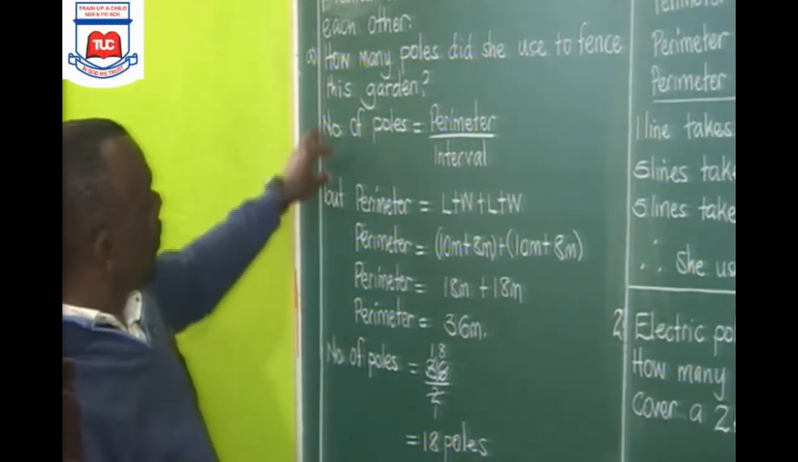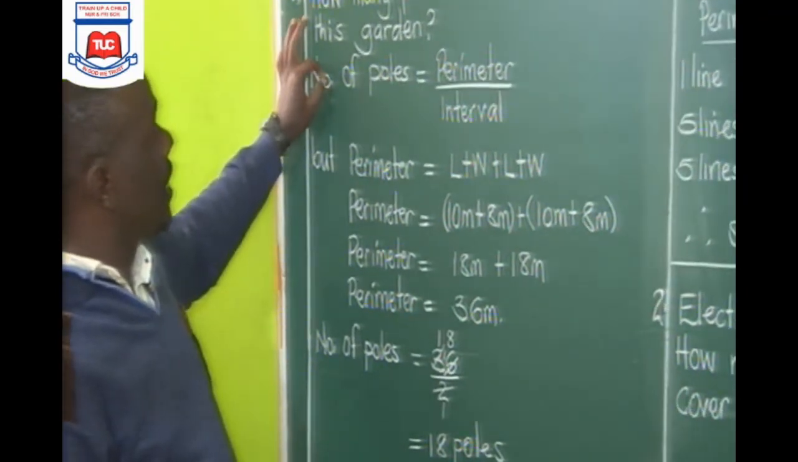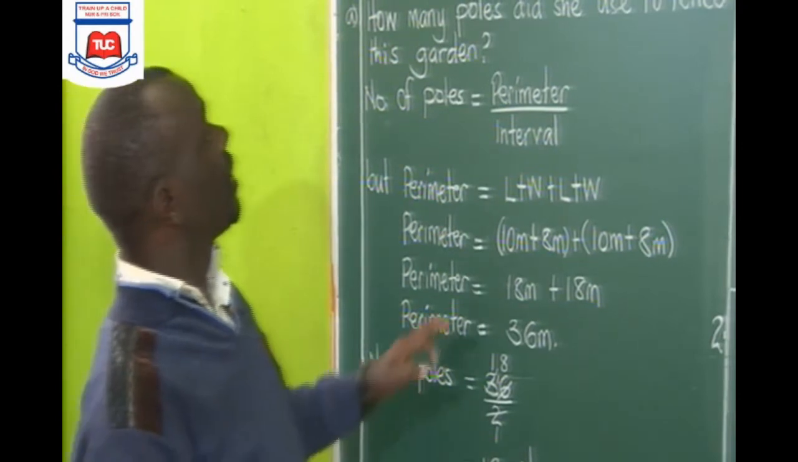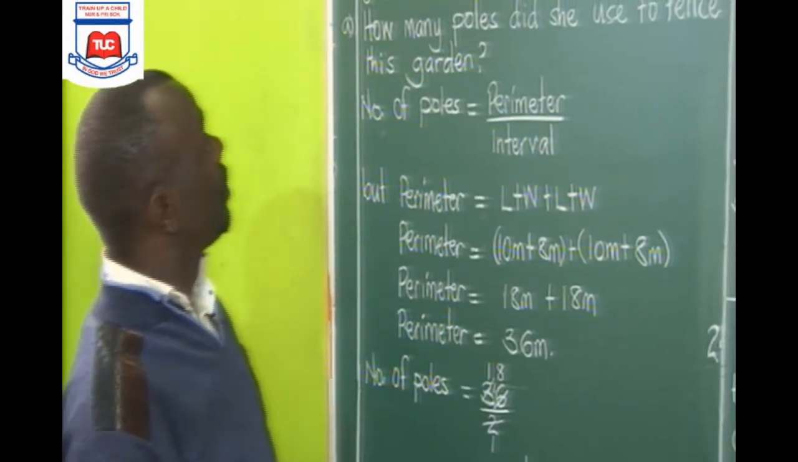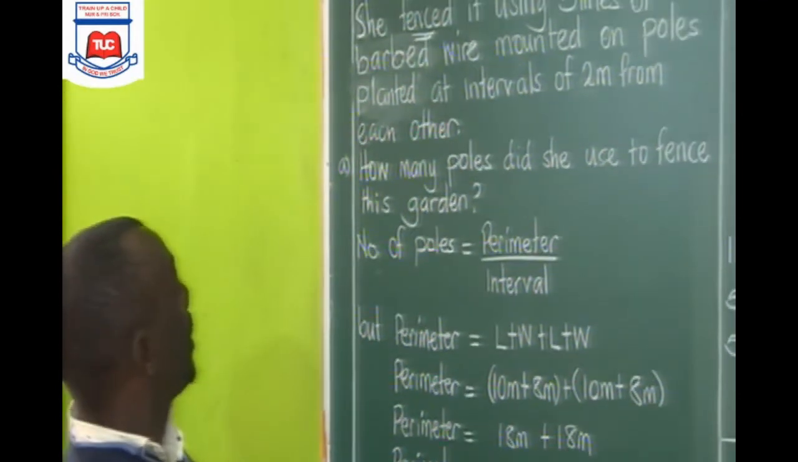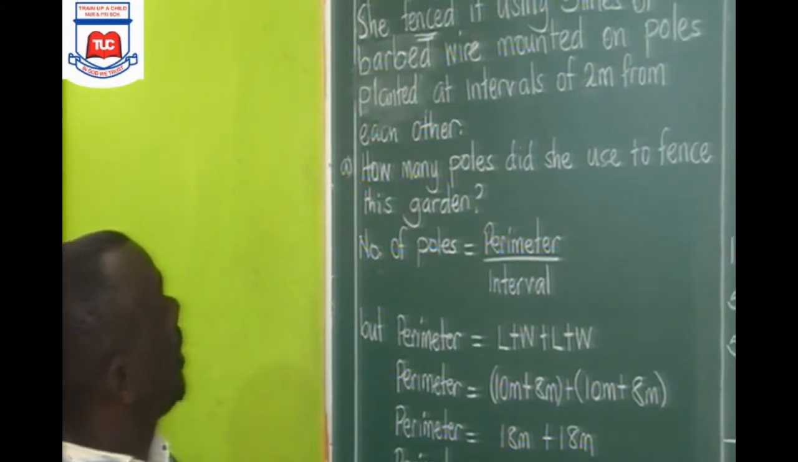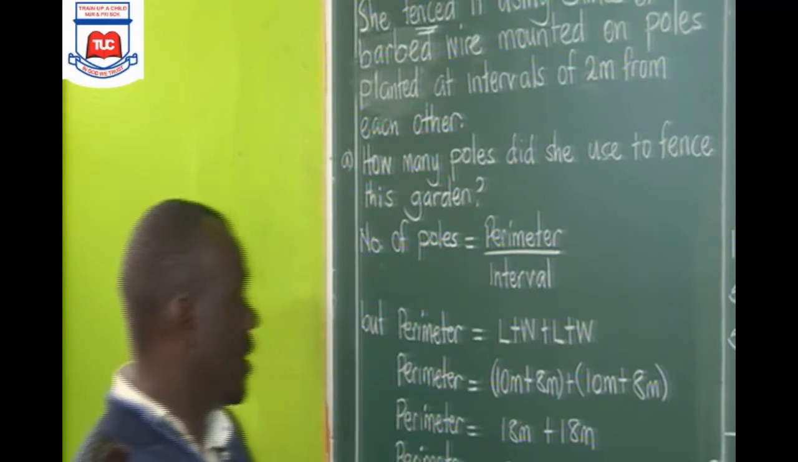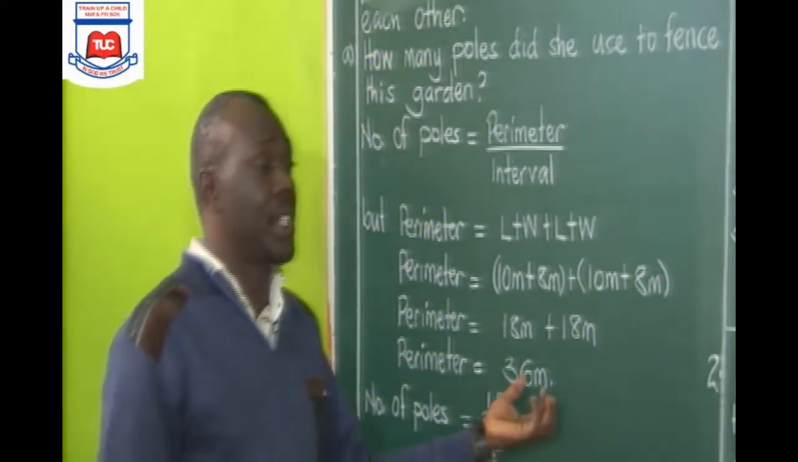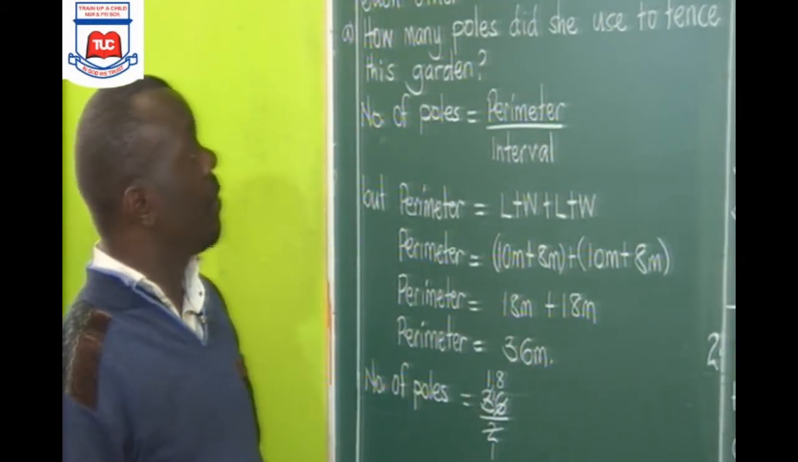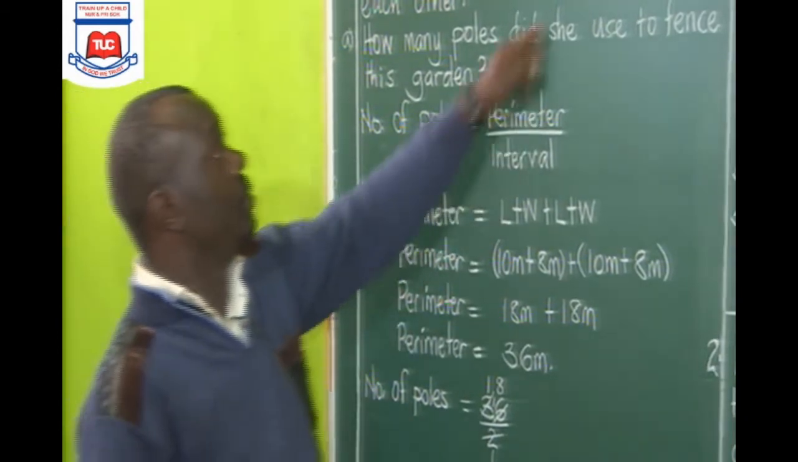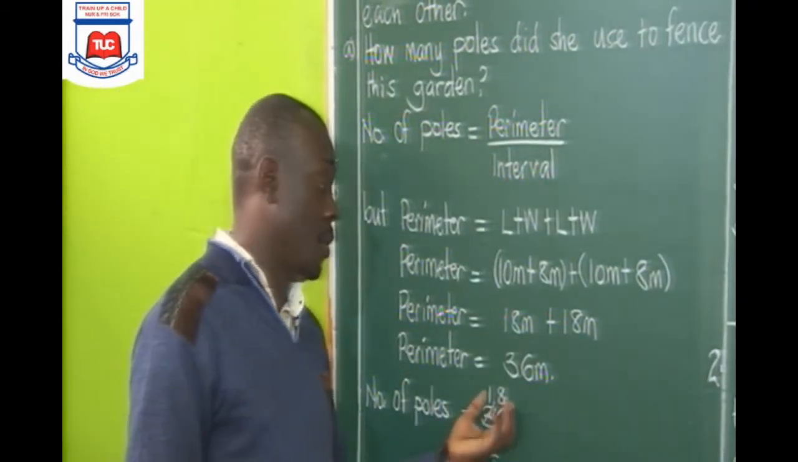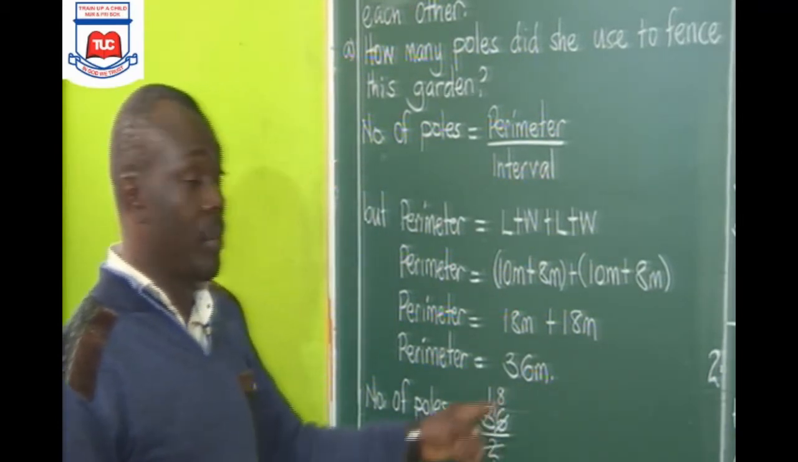And remember, we have got the formula for getting the number of poles as perimeter divided by interval. Now look at the interval, that's the distance between the said poles. They are saying the poles are planted 2 meters apart. And now that perimeter has been given in meters, in this number we are saying that even the interval is in meters, for we are not allowed to go ahead unless we have got the same units.